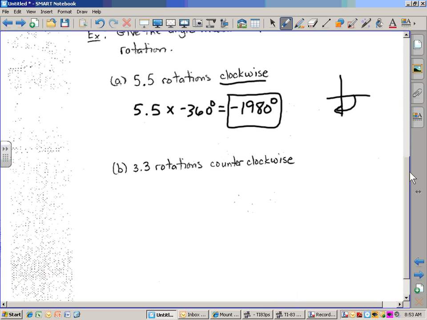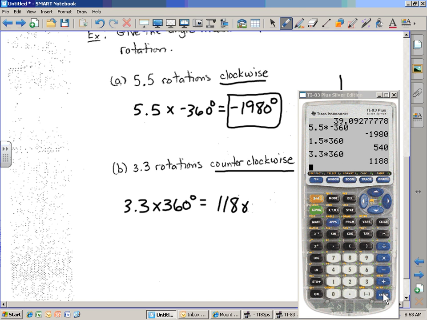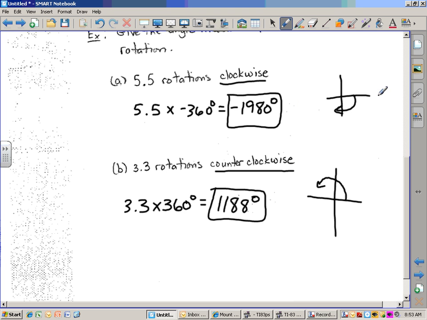So 3.3 rotations in a counterclockwise fashion. Counterclockwise is going to go in this direction. That's the positive direction. So 3.3 times positive 360. We get 1188. So 1188 degrees. If you're going to go the other way, if you're going to convert from degrees to rotations, instead of multiplying by 360, you would simply just divide by 360.